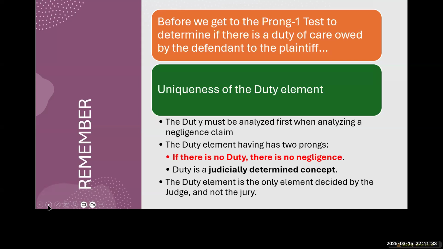The duty element and the duty analysis must be analyzed first.